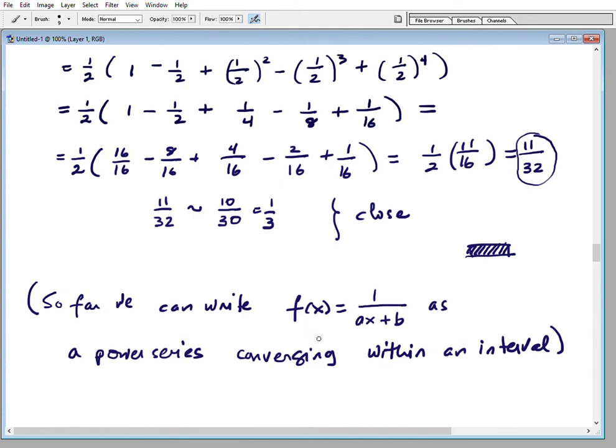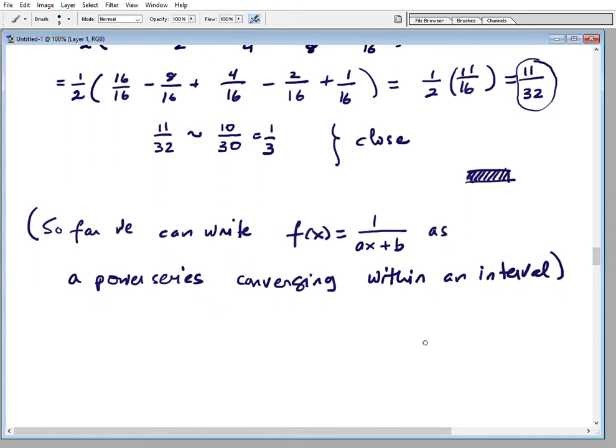So far we can take care of this type of function. That's not very much, right? We can write this type of function as a power series. That's pretty limiting because there are a lot of different functions out there. We only can find power series for something that looks like that. But that's all. That's what we can do so far.